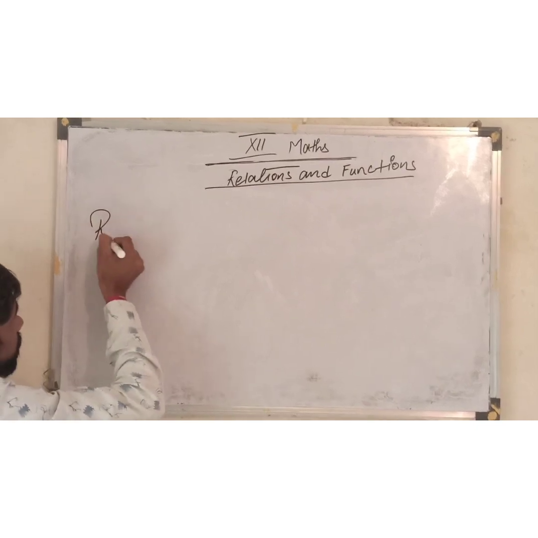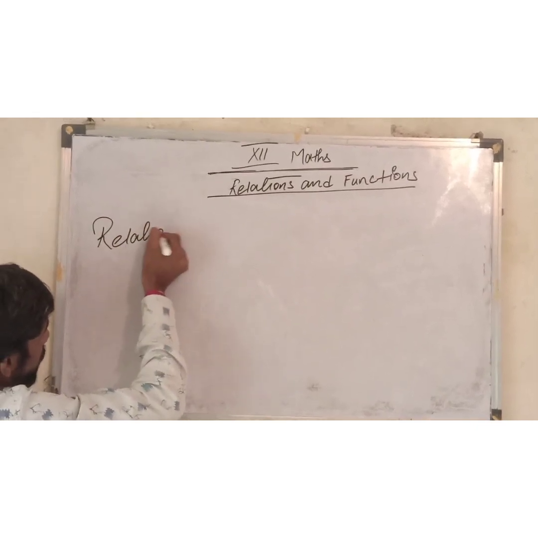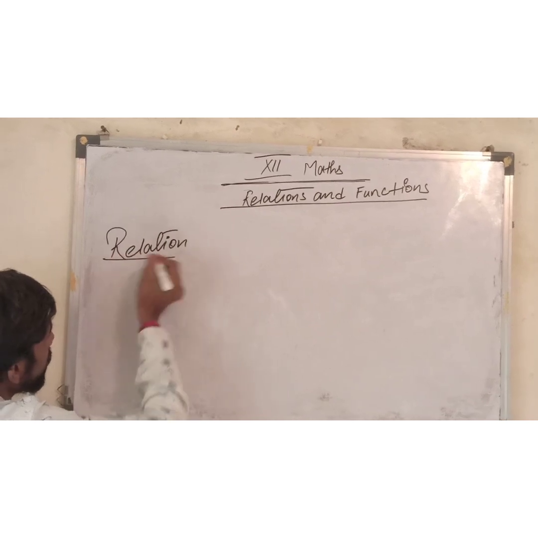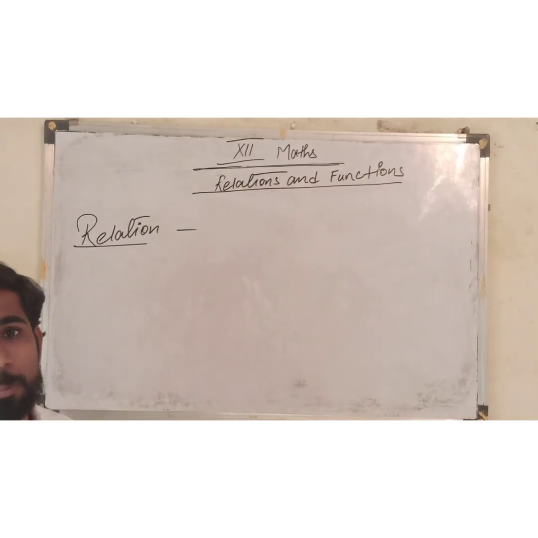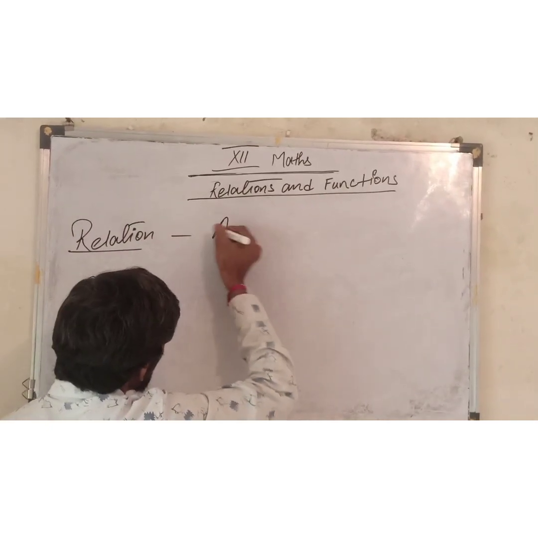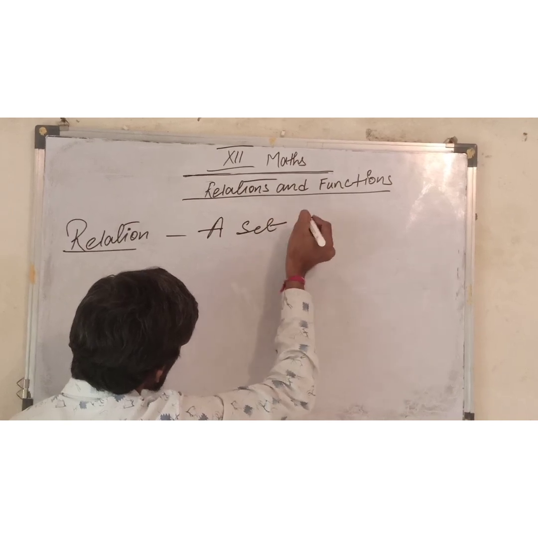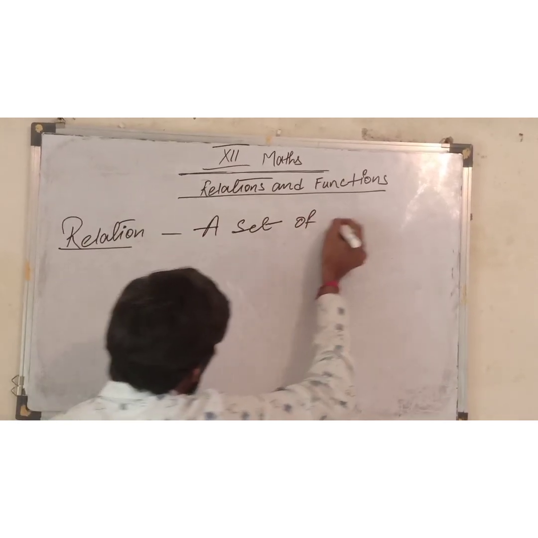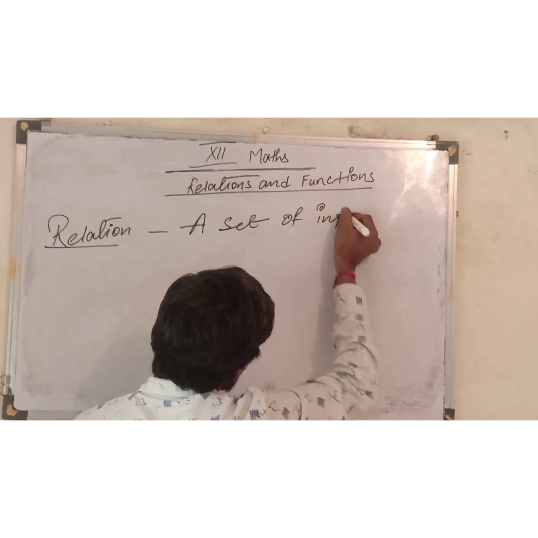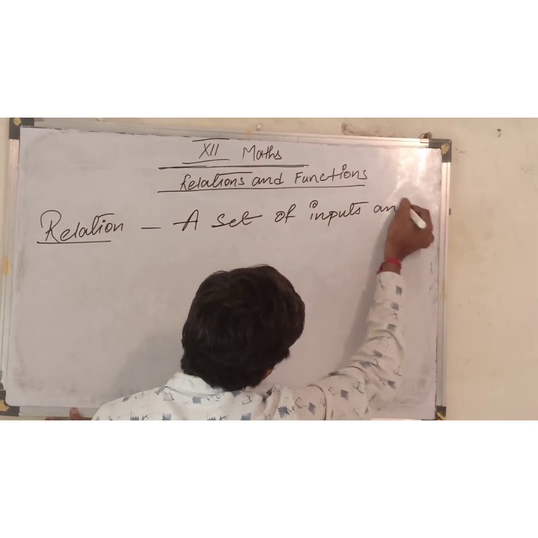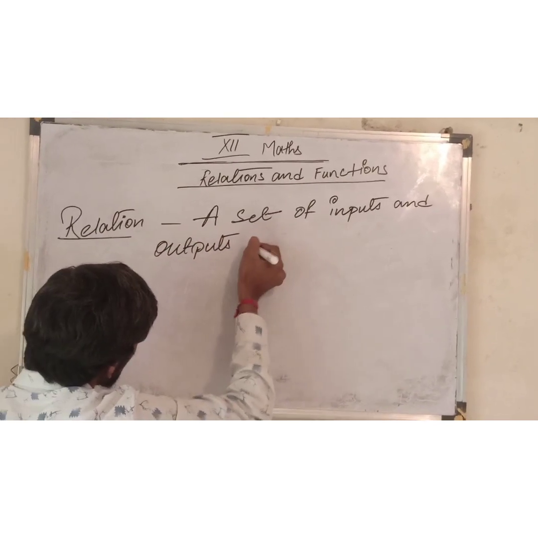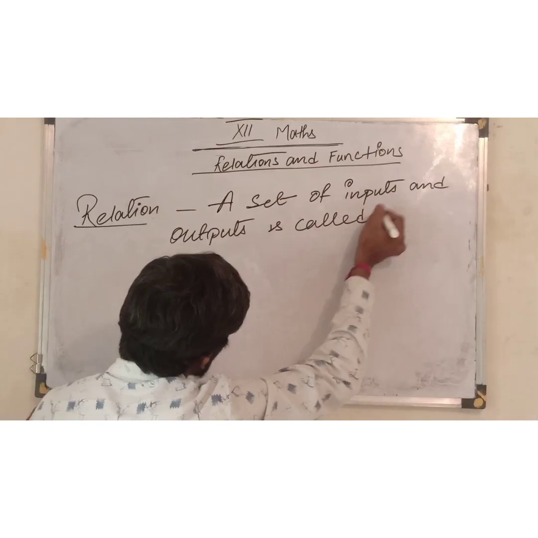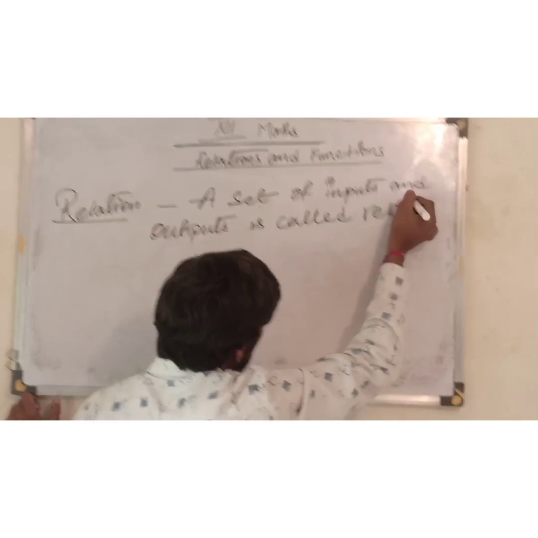What is a relation? First we will talk about what a relation is in this section. When we say relation, it means a relation is a set of inputs and outputs. A set of inputs and outputs is called a relation.